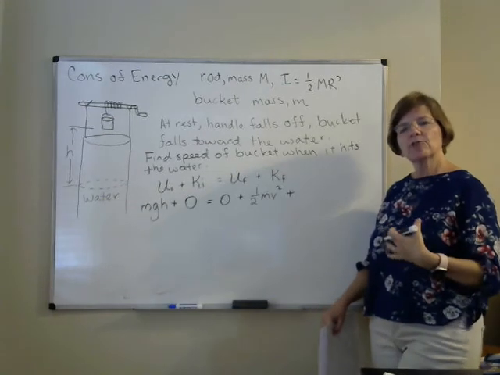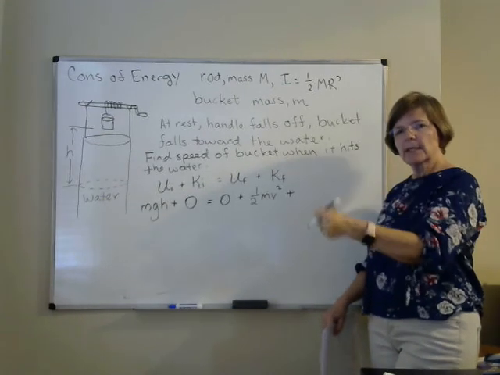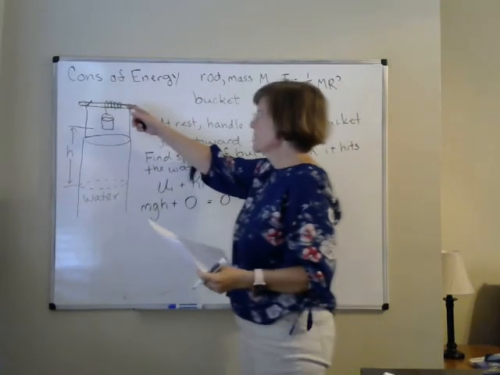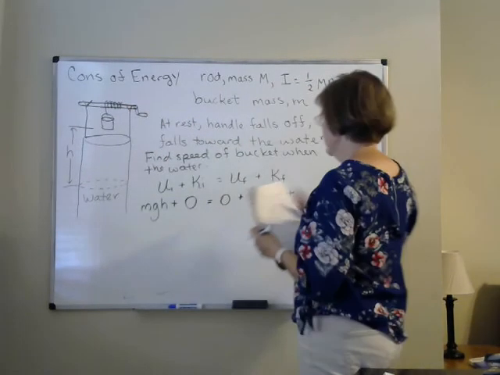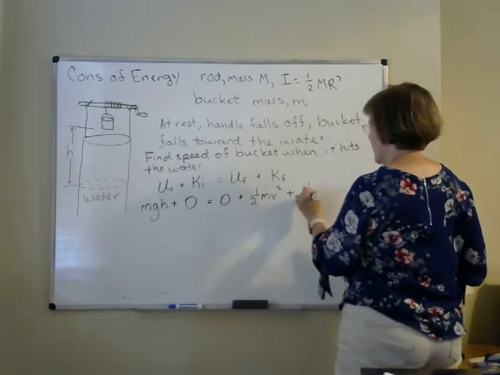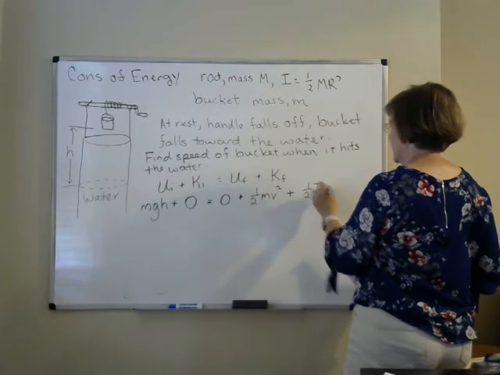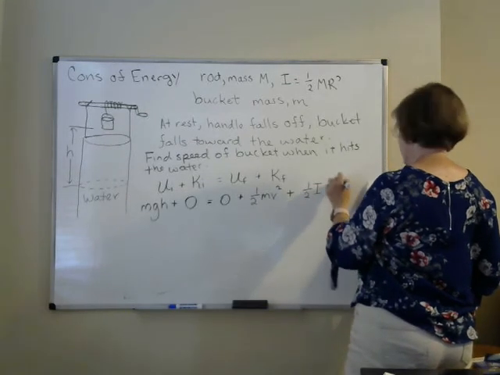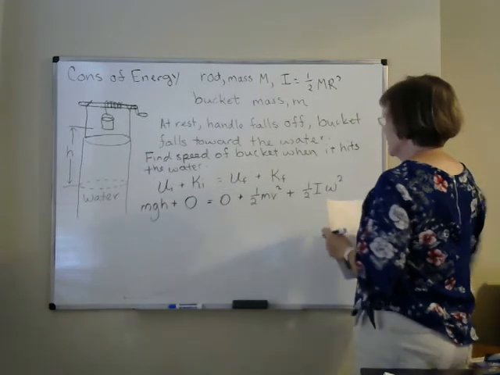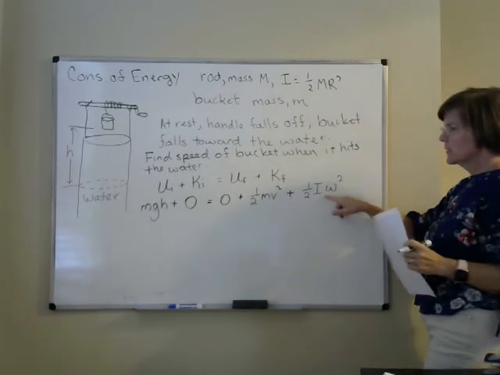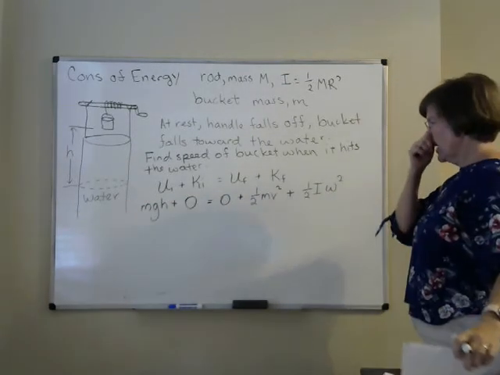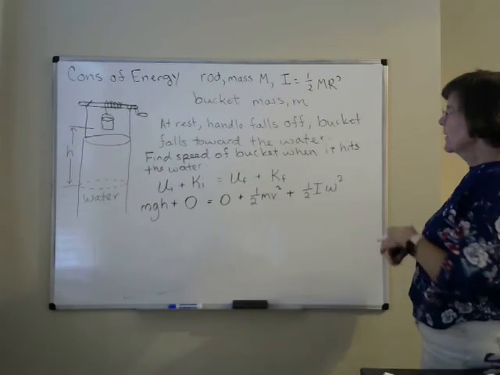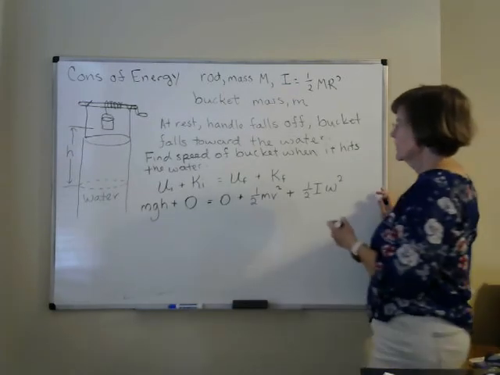It took energy as that bucket is pulling down. It takes energy to spin this rod. How much energy? 1/2 I omega squared. This gets to be fun. This is where we're going to do some thinking. All right. They just want me to solve for v.